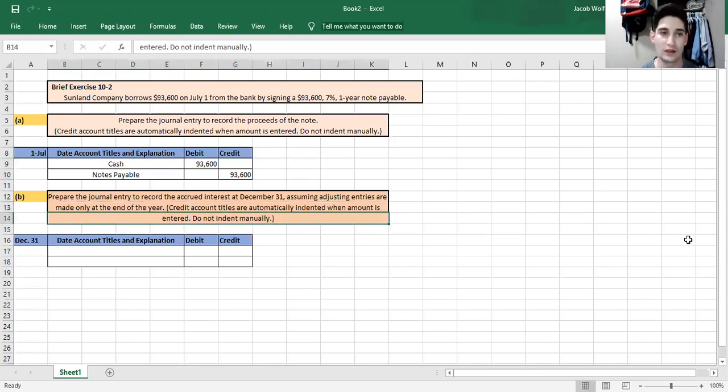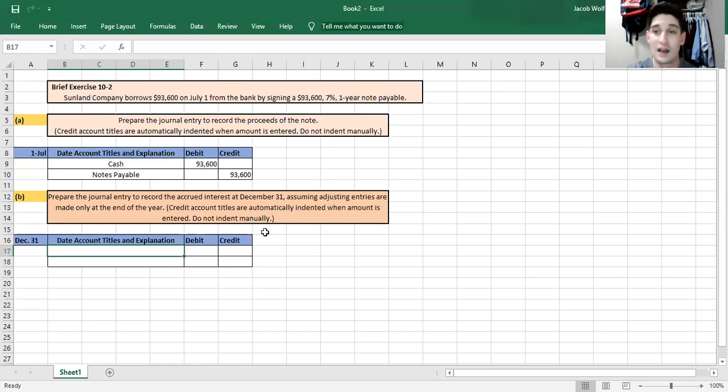If we go to part B, just part of that same problem, it says prepare the journal entry to record the accrued interest at December 31st. So this is talking to the end of the year, assuming adjusting entries are made only at the end of the year. So their adjusting entries are going to be made at that end of the year, and we're going from July 1st. So if we go July, August, September, October, November, December, that's a whole 6 months. That's half of the year that they're going to be paying interest on.